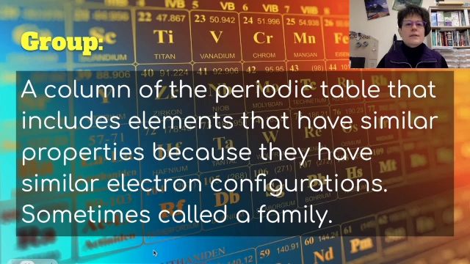So the periodic table is arranged by groups. A group is a column of the periodic table that includes elements that have similar properties because they have similar electron configurations, and they're sometimes called a family. And we've done the family project, and we saw that for the most part, they all have the same number of valence electrons in their groups, and we talked about how to do that. It's by the group number. Groups 1 and 2 have 1 and 2 valence electrons respectively. For 13 through 18, you drop the 1 off of the front of the number.